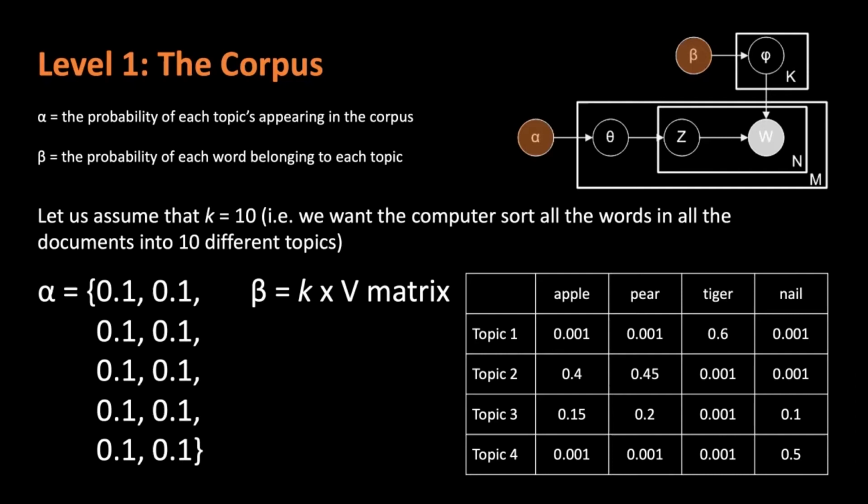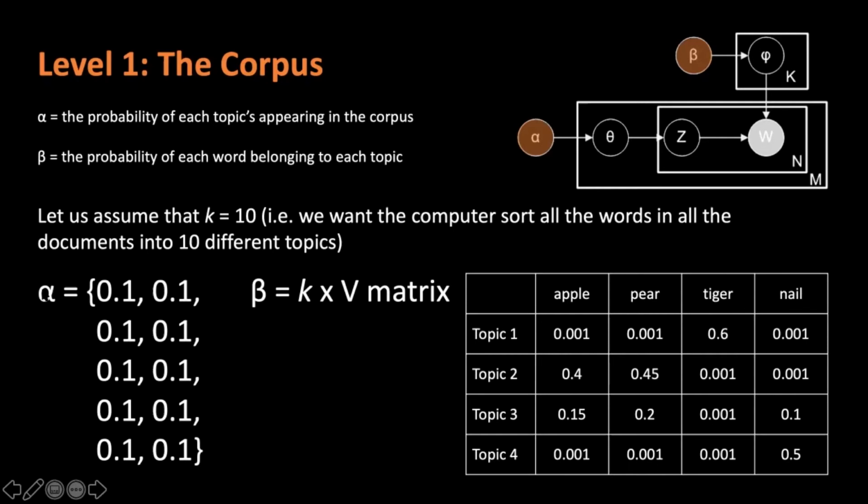Now, that word that it's found, it has to be a word. There's a 100% chance it's a word. So once it knows that it's topic 7, it must pick one of the words from the row, okay? So it knows this word is topic 2. Well, the word has to be apple, pear, tiger, nail, or some other word. So there's a 100% chance that it's in this row. So every row has to sum to 1.